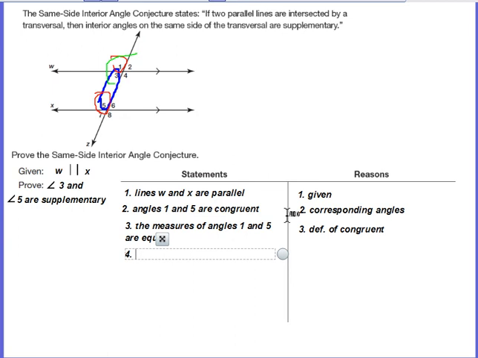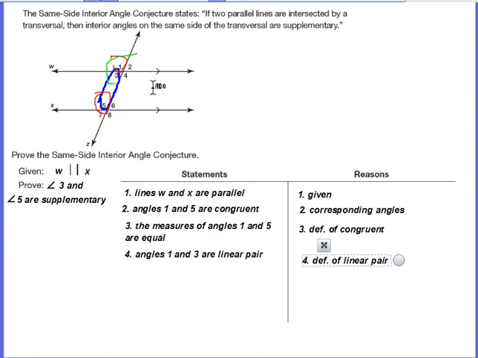So here we can say that angles 1 and 3 are linear pair. And what is the reason for that? How do I know linear pair? Because I know the definition of linear pair. The definition tells me that angles 1 and 3 are linear pair because they're adjacent and they make a straight angle. Same thing that the definition of congruent tells me the measures of 1 and 5 are equal.